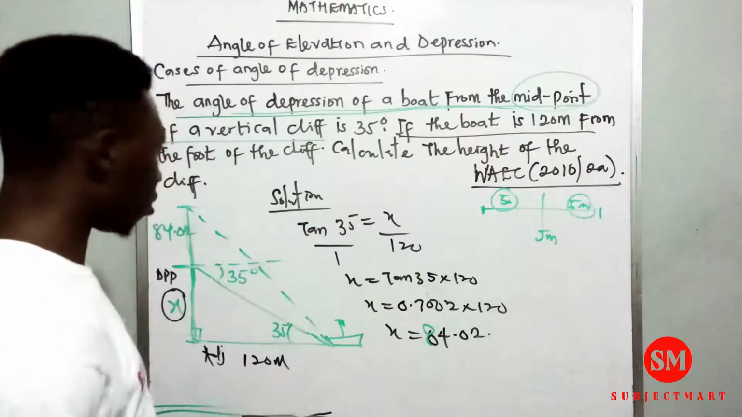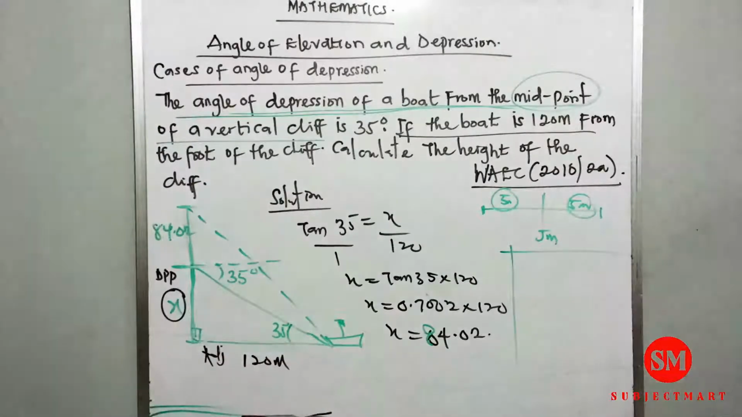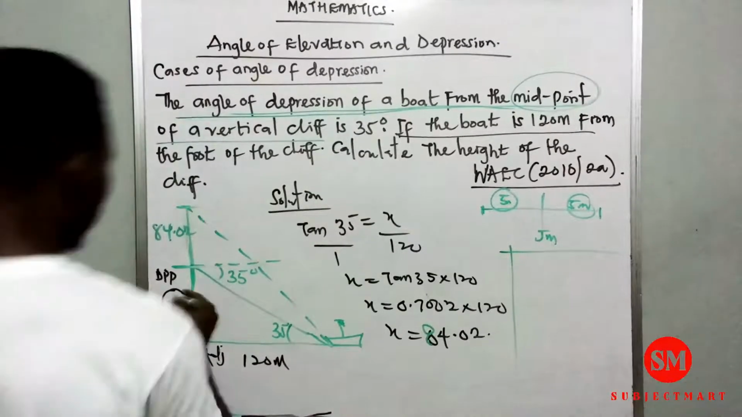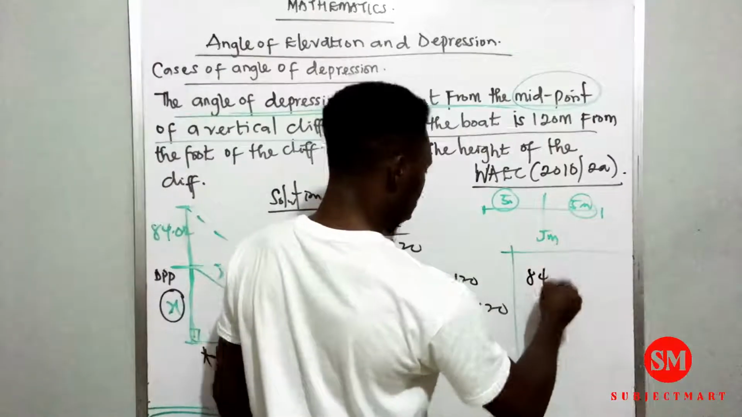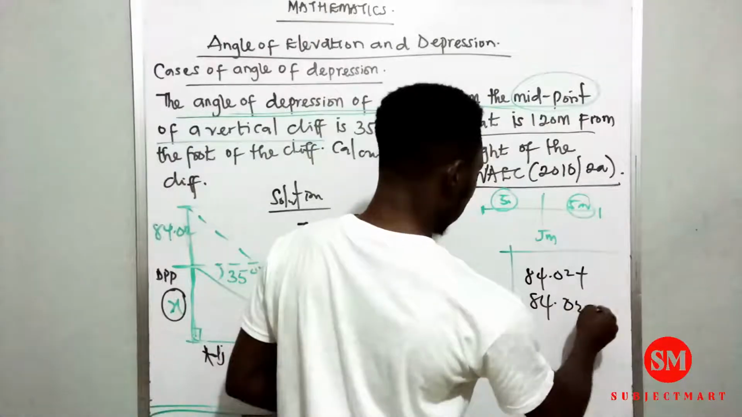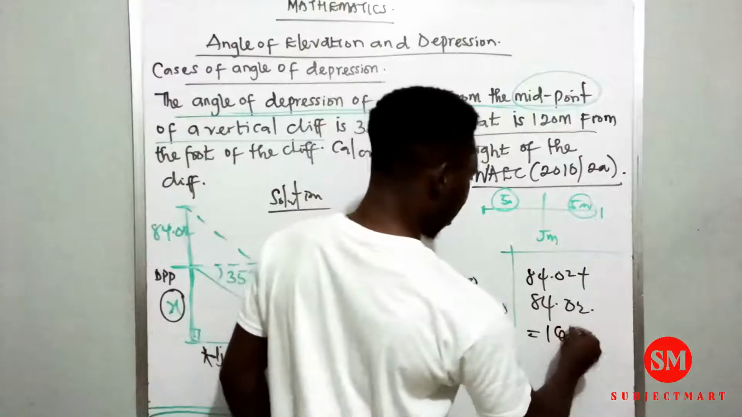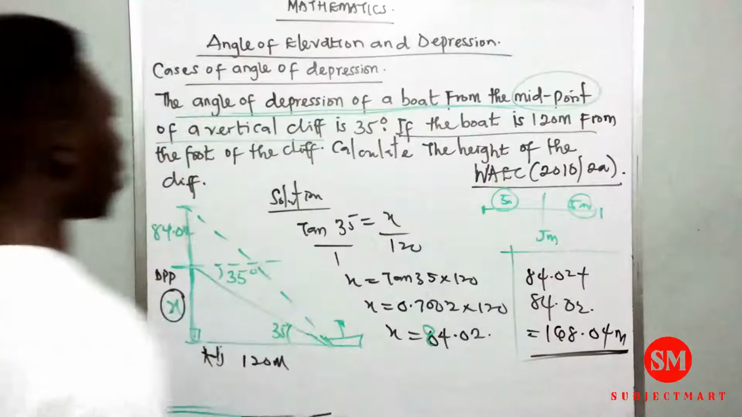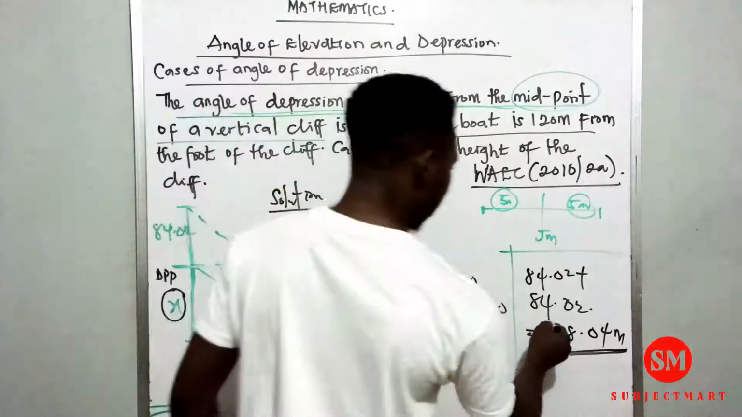So conclusively, I can now make this decision: this becomes the addition of my x and my x, that is 84.02 plus 84.02. That gives us 168.04 meters, and that is what we have here as our final answer.